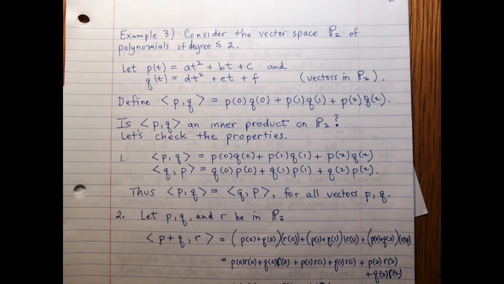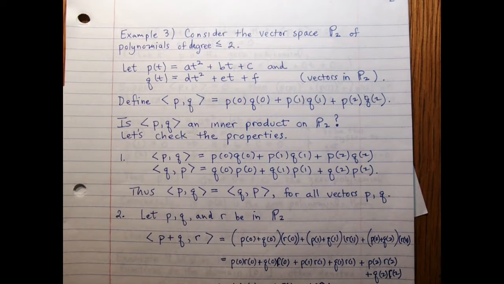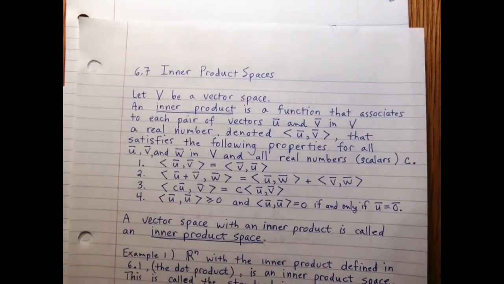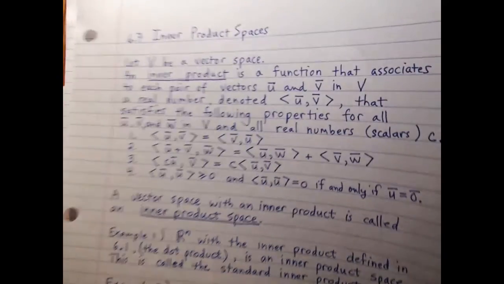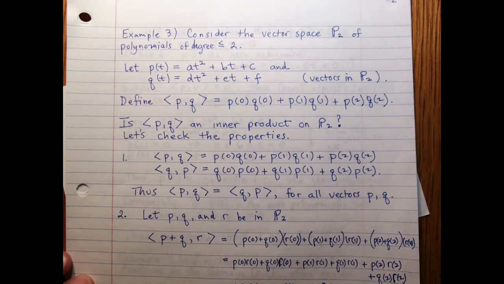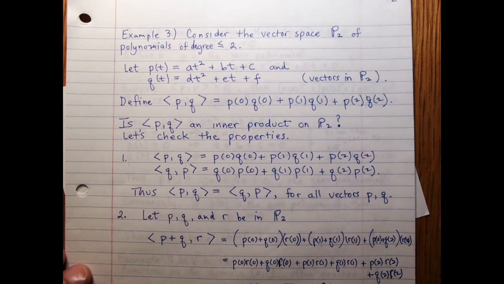Let's continue talking about the 6.7 handout. We're on page 2 now, so I'm continuing along with my handout on 6.7. In this segment, we'll talk about the second and third pages. And let's look at example 3.